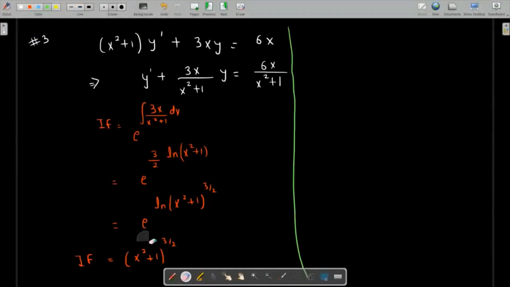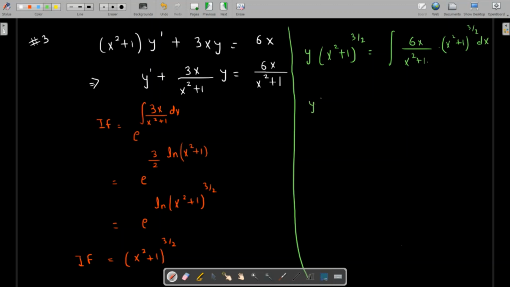So now it's going to look like we have y times the integrating factor, which is (x squared plus 1) raised to the power 3 over 2, equal to the right side, which is 6x over x squared plus 1 times (x squared plus 1) raised to the power 3 over 2 dx. So y times (x squared plus 1) raised to the power 3 over 2 will be equal to 6 root of x squared plus 1 dx, and there is an x over here as well. So we're going to make a t substitution, so the integration is going to be easy.